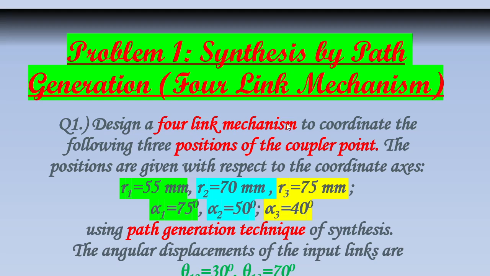Design a 4-link mechanism to coordinate the following three positions of a coupler point. The positions are given with respect to coordinate axis as r, alpha, r, alpha, r, alpha. Using path generation technique, angular displacements are given with respect to input one another. Okay, let's come back later.